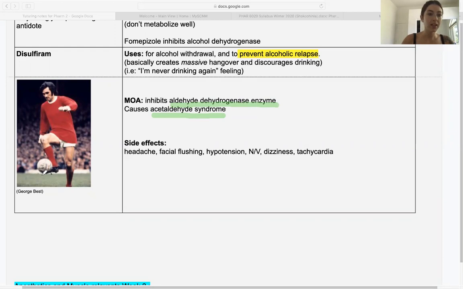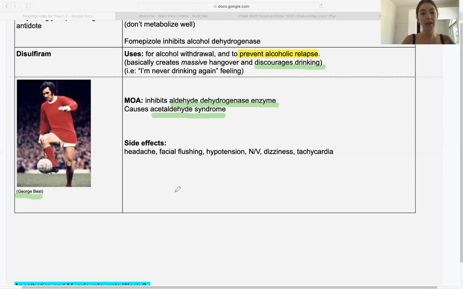So this person over here is George Best. He's well known for using disulfiram to control his drinking, kind of unsuccessfully. And he actually had these pills sewn into his skin, so he didn't have a choice. He didn't have to take them, they were just there. And when he drank, it would induce that massive hangover feeling and discourage drinking.